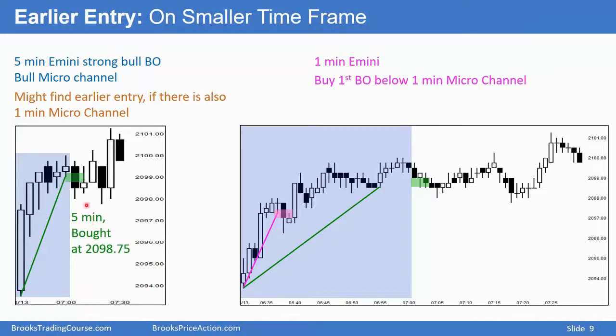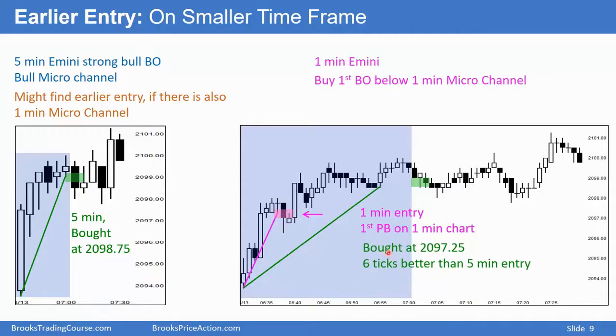The entry price on the 5-minute chart is $20.9875, which is right there. This is the 5-minute entry. If you instead entered on the 1-minute chart, you entered here on the first attempt to reverse down or on the resumption up from this bull flag. The entry price on the 1-minute chart right here is 20.9725. It's 6 ticks less than the entry on the 5-minute chart.